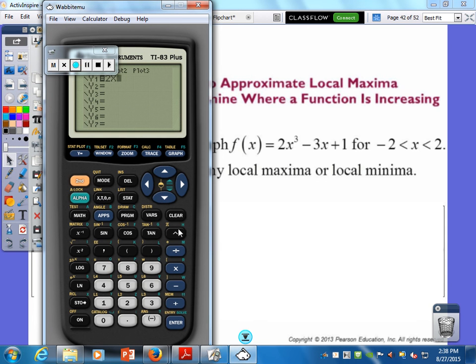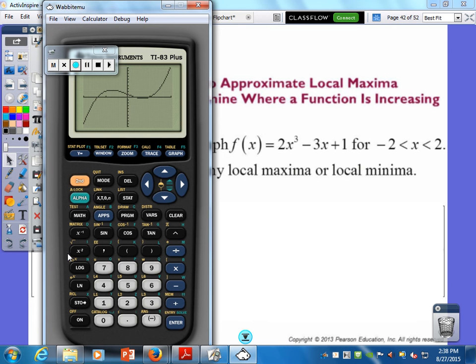Two x raised to the 3rd power minus 3x plus 1. I'm going to change my window so that it is restricted between -2 and +2 on my x values. And I'm going to graph it.